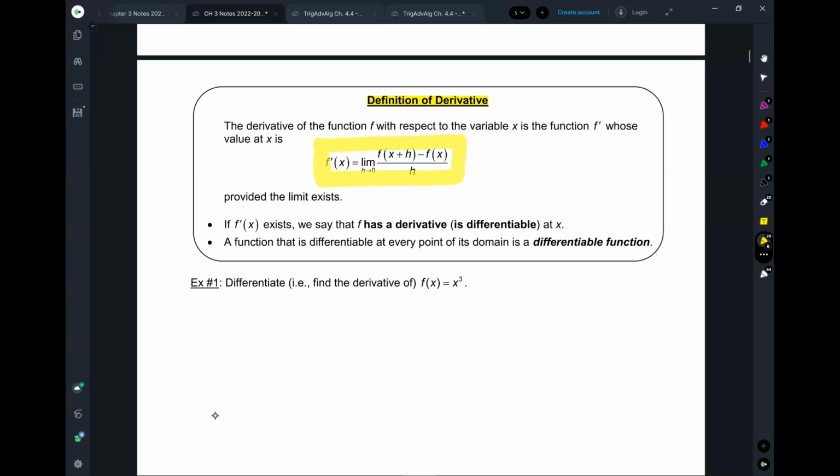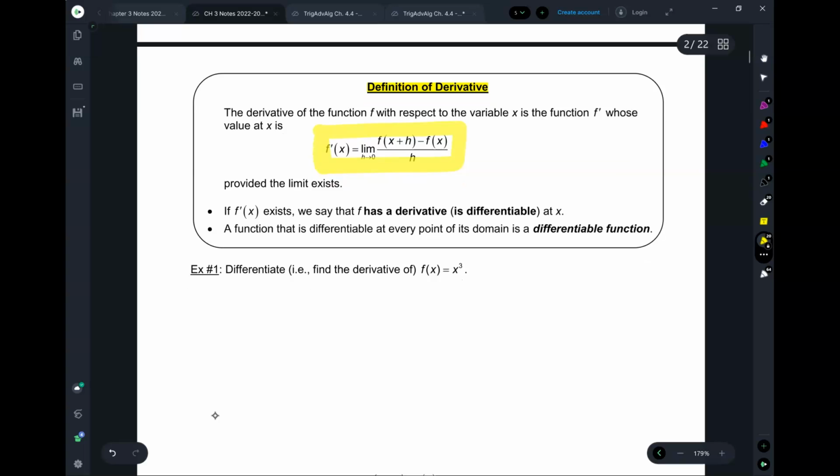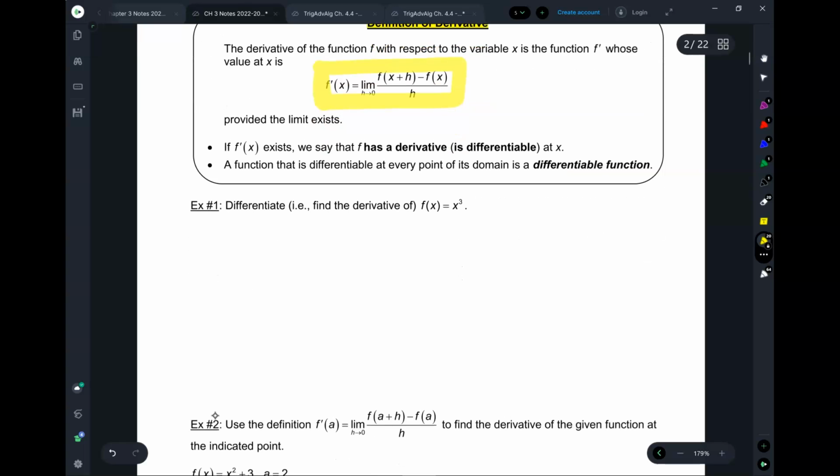What's prime again? I forgot. Prime just means derivative of f. Derivative of x? F. Okay, so now, some new vocabulary.